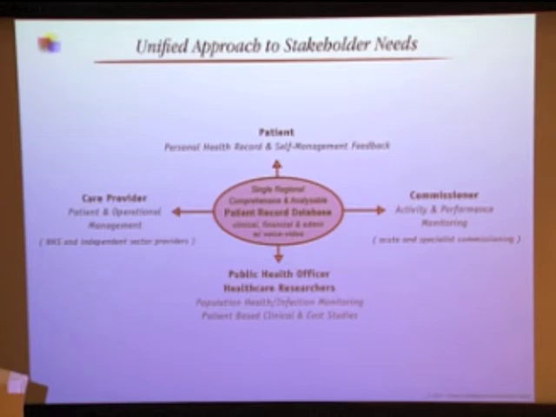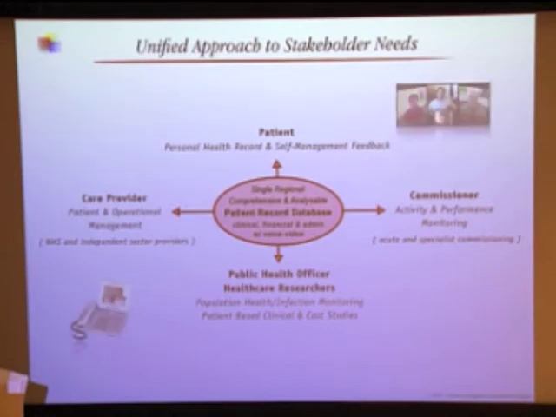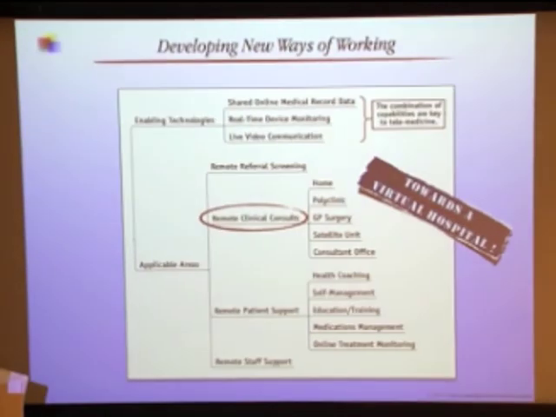Again, a unified approach to stakeholder needs. If you think about it, if you have a proper database, you have everything that we all talk about as if they're separate entities. You have the personal health record, where all the data is coming out of your own record, presented in a particular fashion. You have the system for managing patient care from the inpatient to the home. What's called the commissioner or payer actually gets payment data, real-time updates to their budget from the same system, and public health officers have all of the discrete patient data that allows them to, we're going to skip through that.